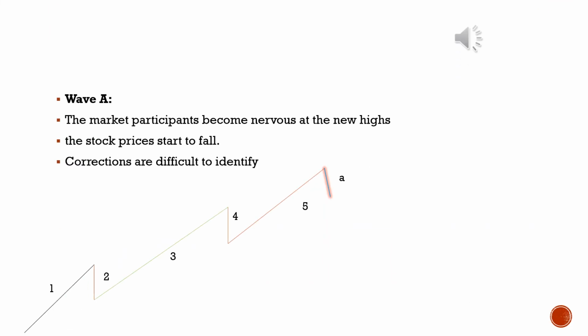This is wave A, where the corrective wave starts. Wave A corrects wave 5 and moves in the opposite direction. It starts moving down, the stock price starts to fall, and it becomes difficult for investors to identify these corrective waves as they are a bit confused. They think that the market may again pick up and touch a new high, but it doesn't happen over here.